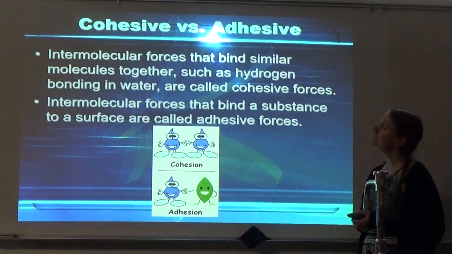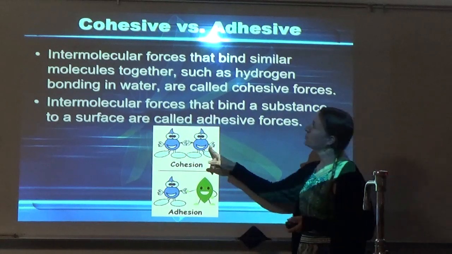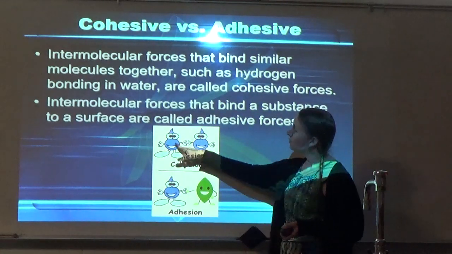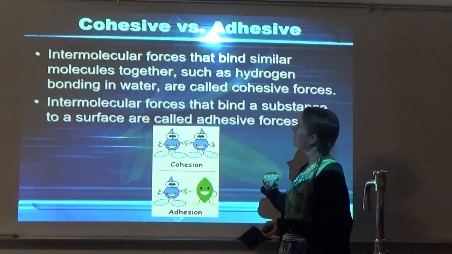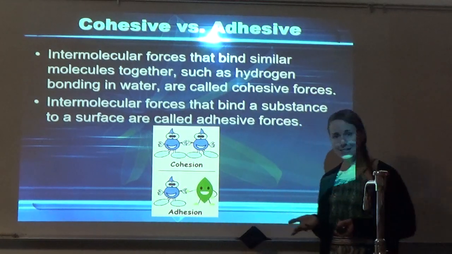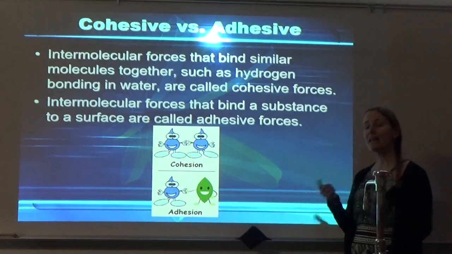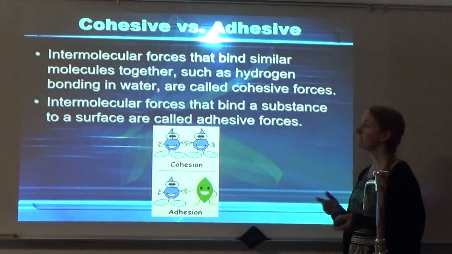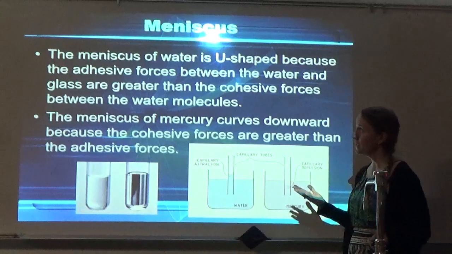Intermolecular forces that bind similar molecules together, such as hydrogen bonding in water, are called cohesive forces. Intermolecular forces that bind a substance to a surface are called adhesive forces. And so again, the balance of those two forces is what causes our meniscus to act a certain way.